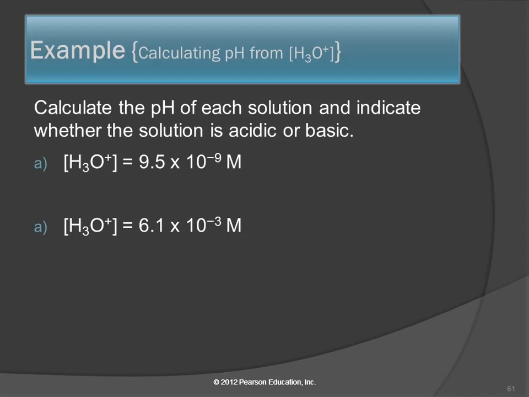Some calculators want you to press the log button first and then put in the number. In other calculators, you put the number in first and then the log button. I've got a TI-30XA, and I put the number in first. So I go 9.5 EE minus 9, and I press the log button, and it gives me minus 8.022, blah, blah, blah. And then I change the sign and make it a positive number.